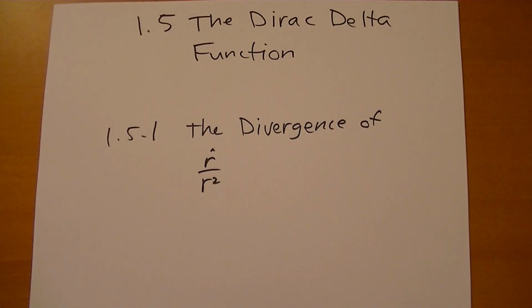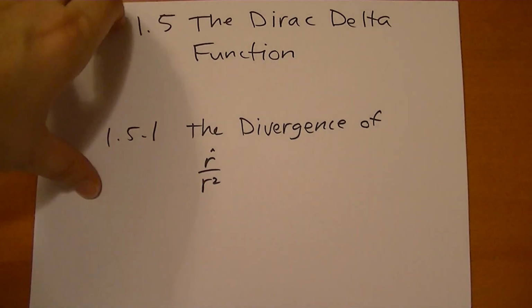So an interesting thing happens when you take the divergence of r hat over r squared. And this will lead into the Dirac Delta Function, which makes our lives a lot easier when we consider certain problems. So let's consider what happens when we have the divergence of this field, r hat over r squared.